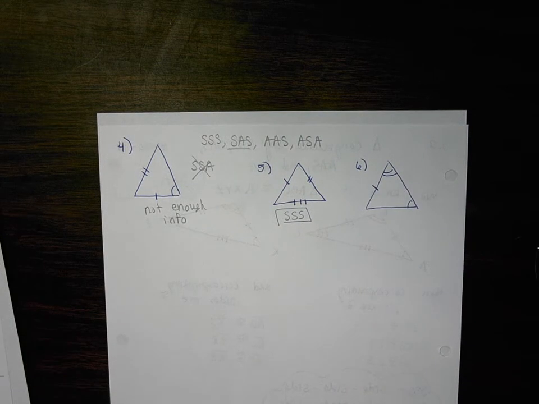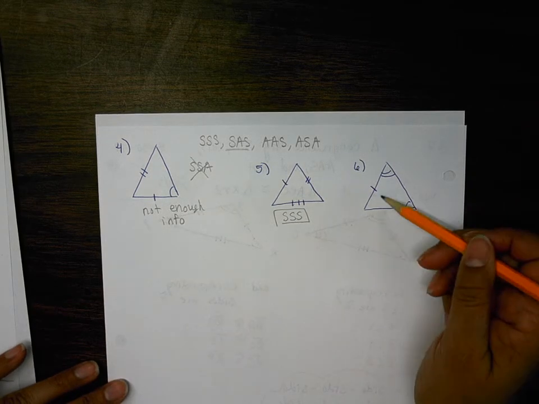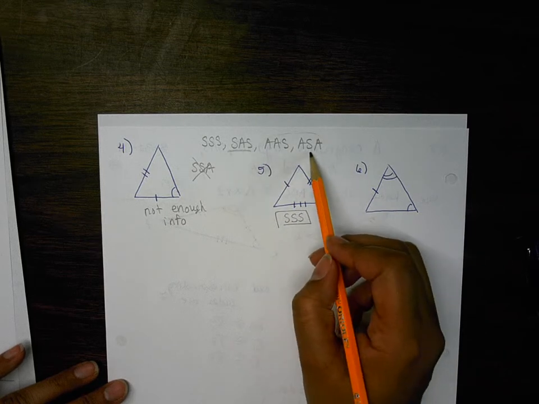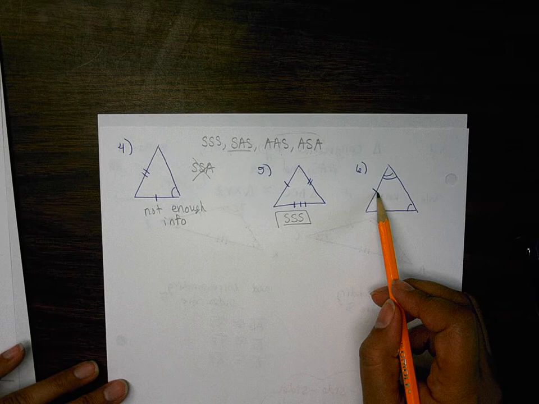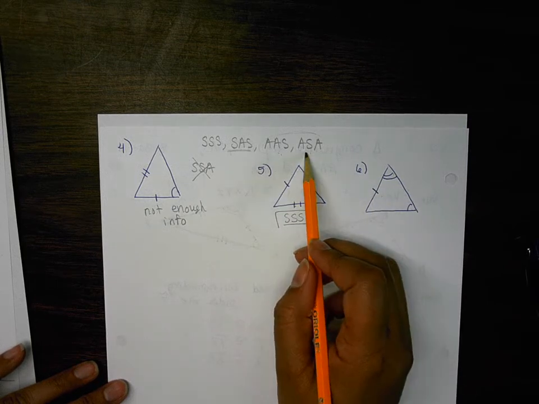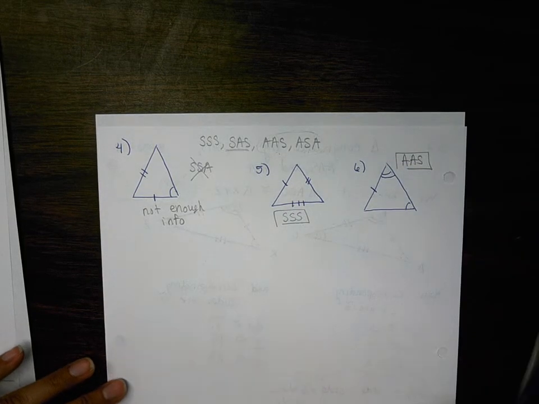I'll let you guys try that one on your own. That's the other one that's not allowed. Very good. All right. How many angle markings? How many side markings? That leaves us with this one. Is the side included or not included? Not. So AAS or ASA? AAS. All right.